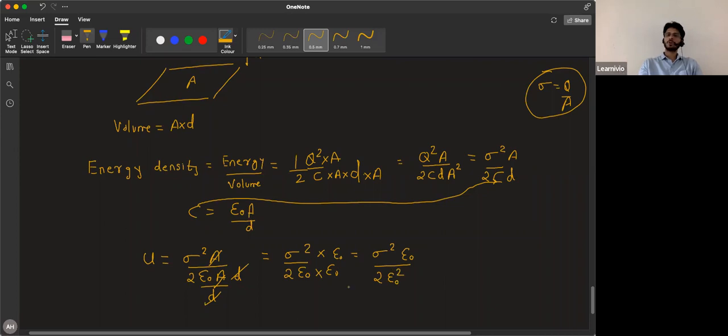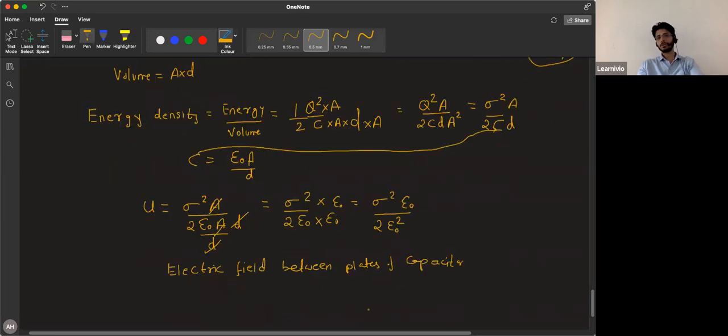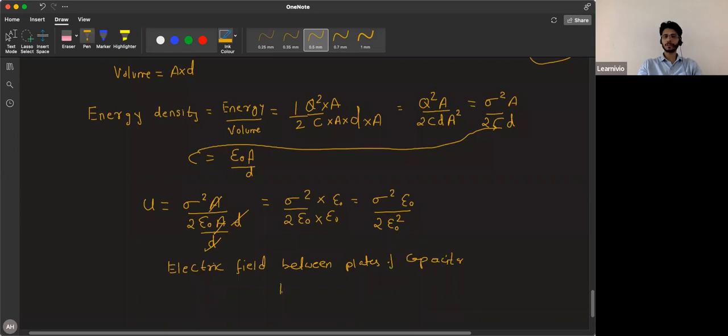What is the expression of electric field between the plates of capacitor? Does anyone remember it? We did this in the last class. Sir, Q by epsilon. Very good. You all check your notes. The electric field between the plates of capacitor E was sigma by epsilon naught, or Q by epsilon naught. So instead of sigma by epsilon naught, I can write E. So that will be E square.